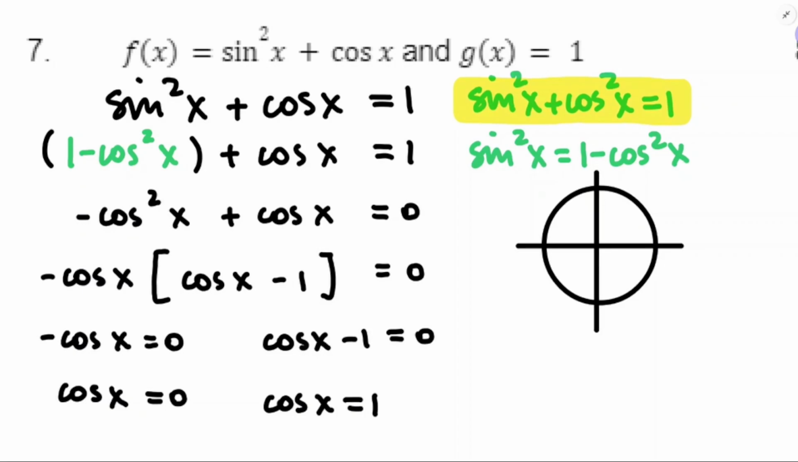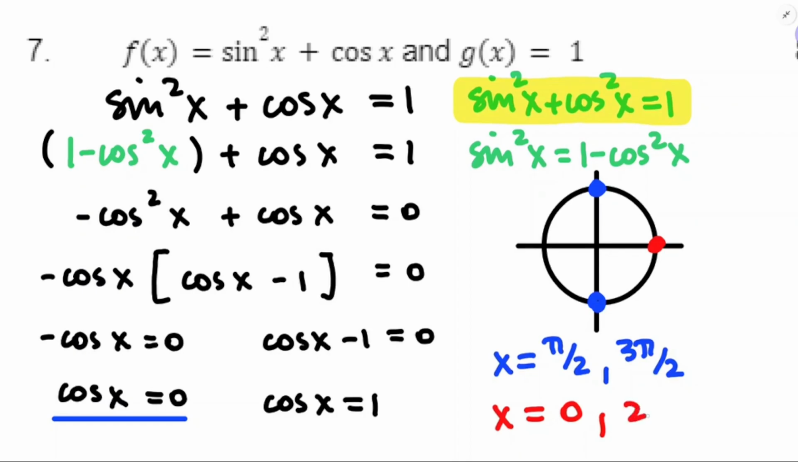Alright, so cosine x equaling 0, I'll do that one first. That's going to be where the horizontal displacement from the y-axis is 0. That's at the top and the bottom, that's x equals pi over 2 and 3 pi over 2. And then when cosine x equals 1, when the horizontal displacement from the y-axis is positive 1, that's over there at the far right edge of the circle, that would be x equals 0 and x equals 2 pi. Okay.